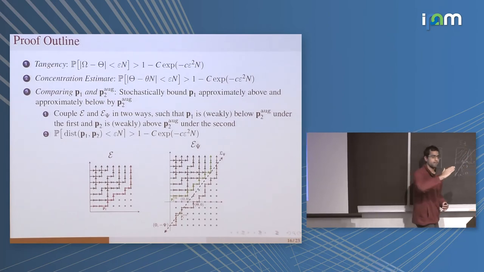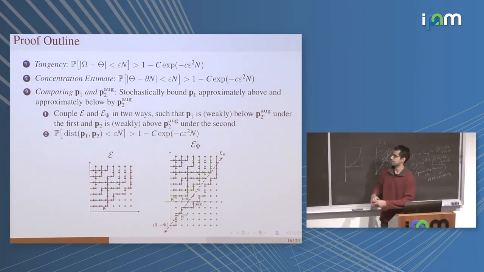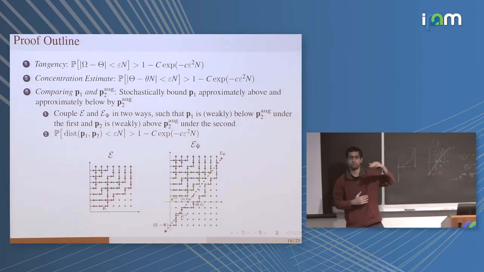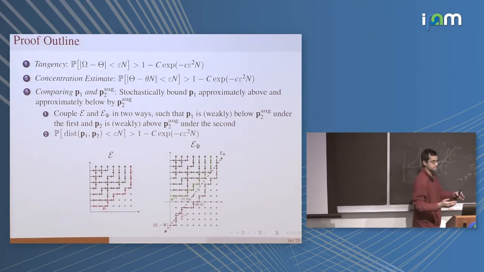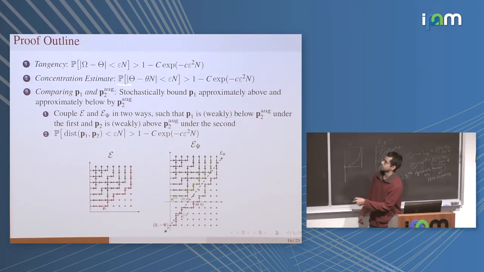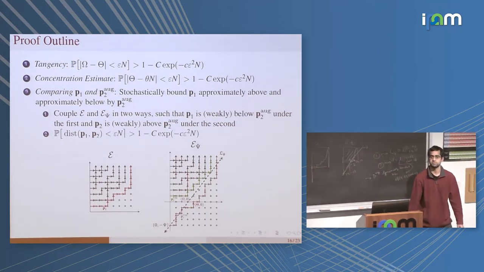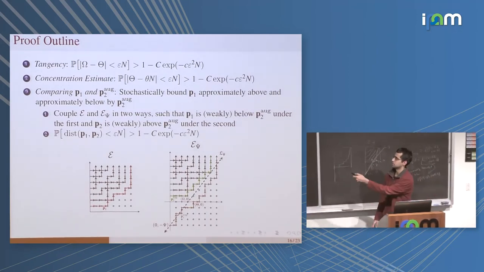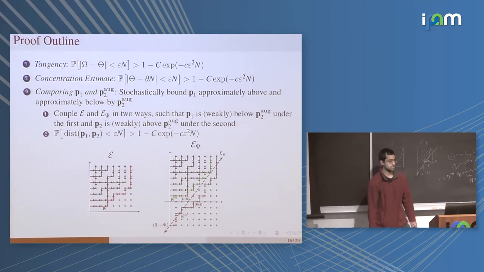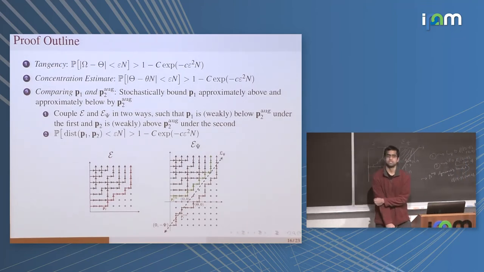Okay. And now if I vary over psi, what that will immediately tell me is that this red path is above the arctic curve. And then you could do something similar to show that it's below the arctic curve using the other coupling. Okay, so this is sort of a sketch of how to finish it once you have those three steps. Okay, any questions so far?